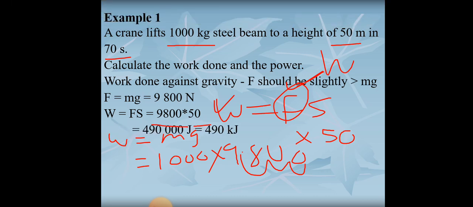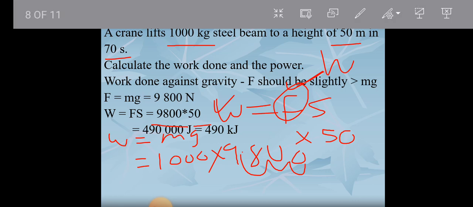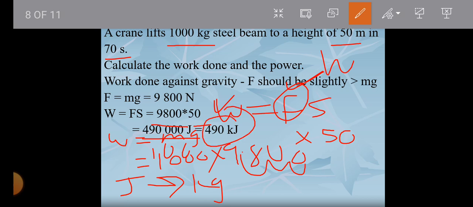Then our work done is going to be 490,000 joules, which we divide by 1,000 for us to convert from joules to kilojoules. We know that if you are given joules, you just divide by 1,000. Divide this 490,000 by 1,000, so you have kilojoules. But if the question does not specify for you to leave your answer in joules or kilojoules, you just leave your answer in joules.